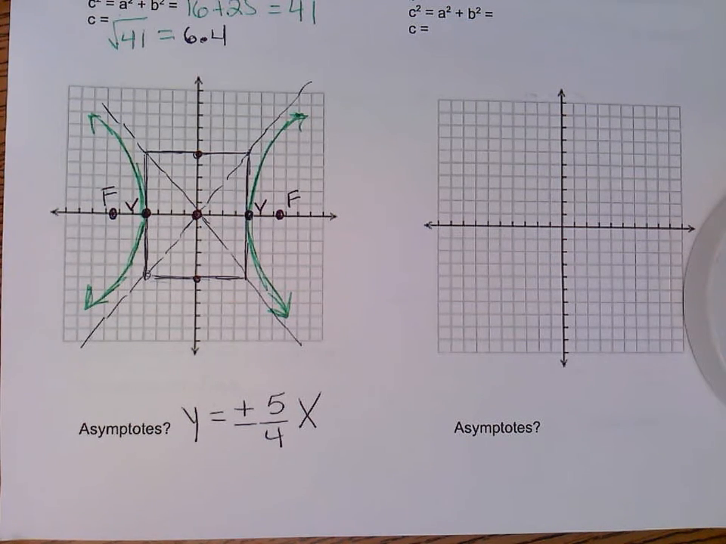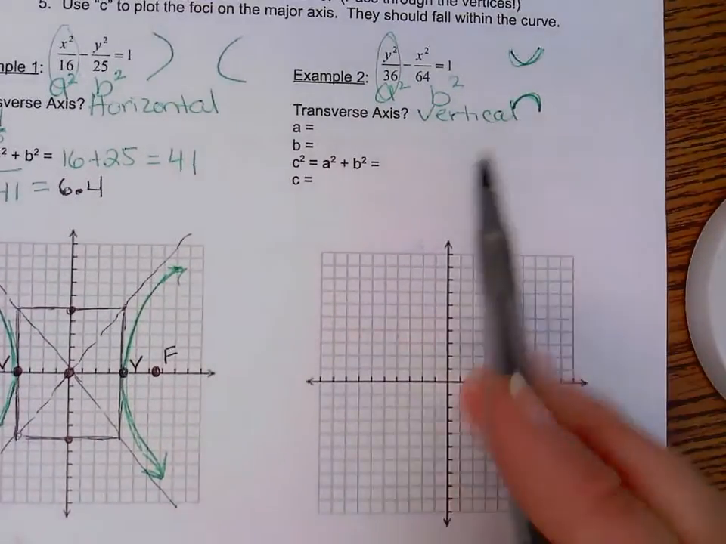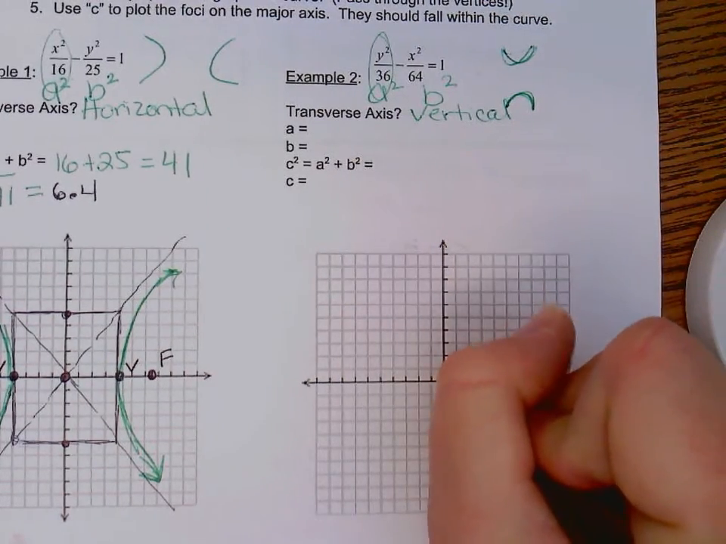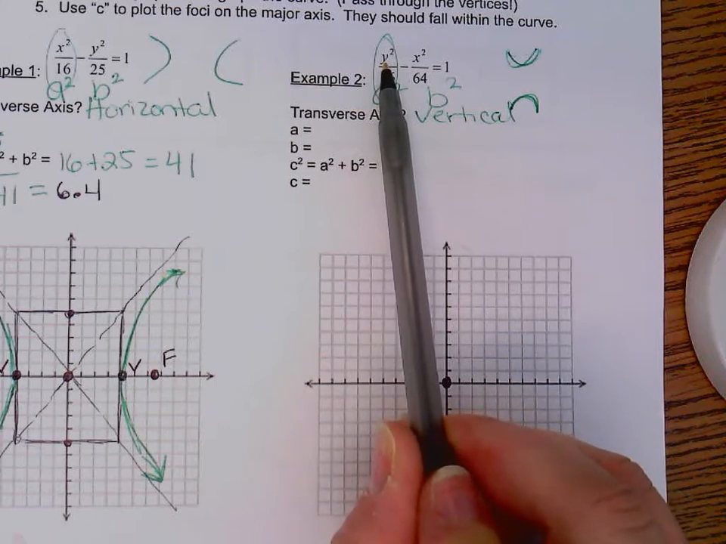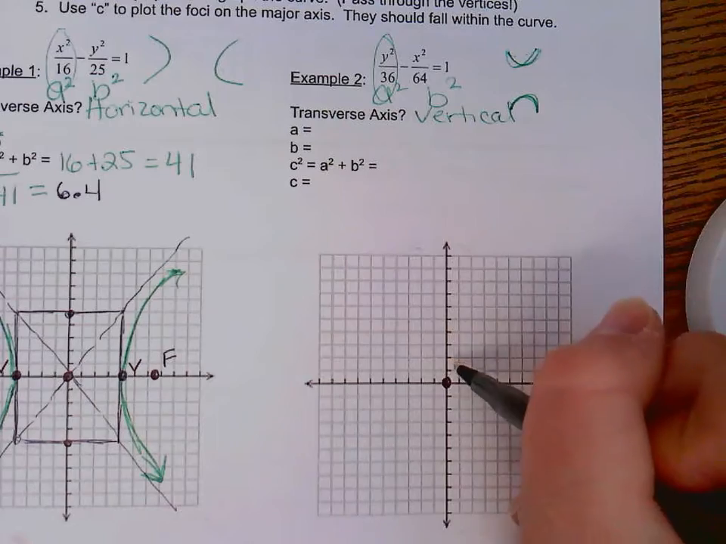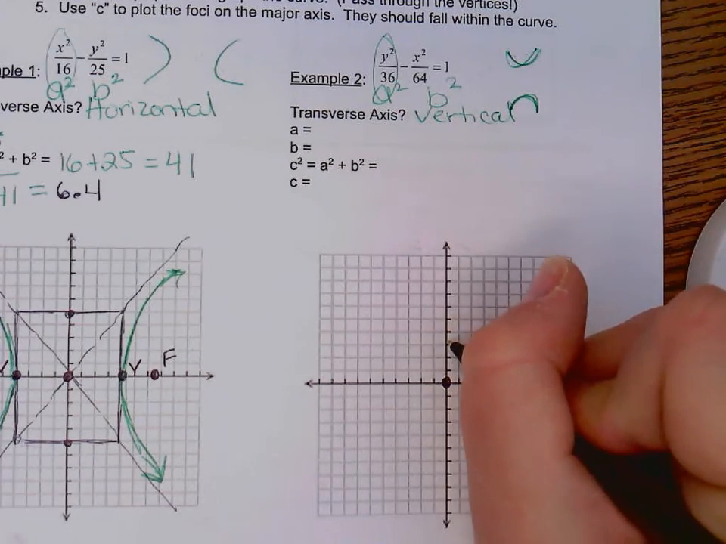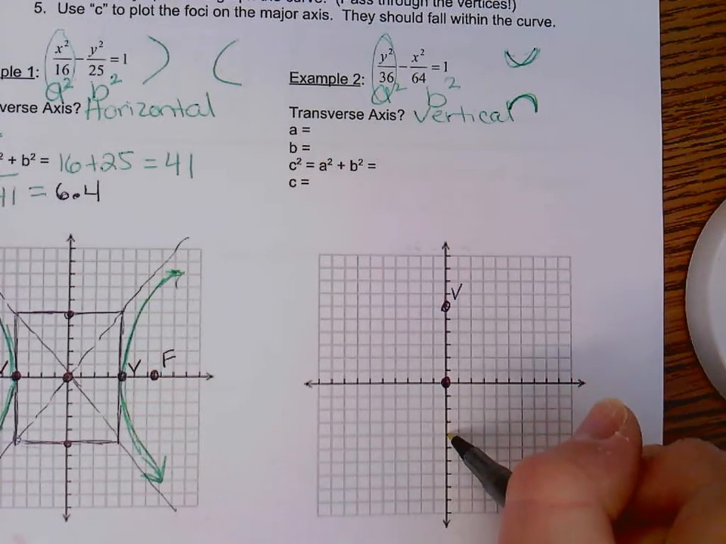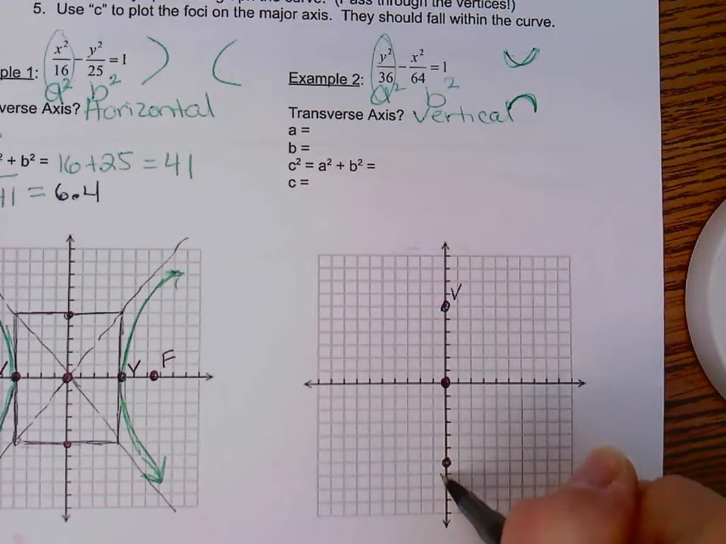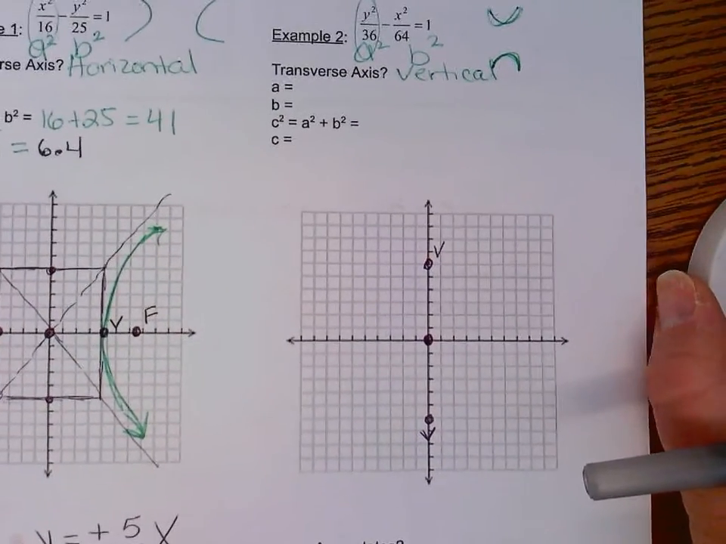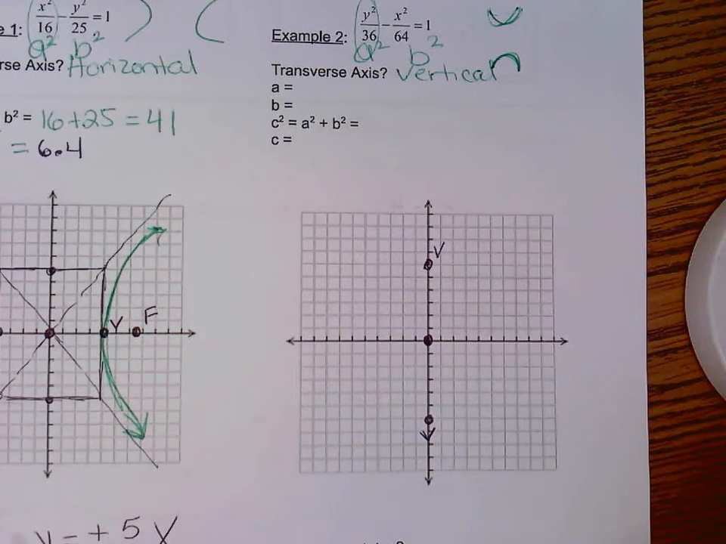Let's do one in the other direction this time. So let's go back to example 2. I still have a center at 0, 0, so I'm going to plot my center. And in the vertical direction this time, because y squared is coming first, I'm going to go up and down 6 and put my vertices. 1, 2, 3, 4, 5, 6. Vertex. 1, 2, 3, 4, 5, 6. Vertex. And I just put the V there for myself. So if you don't like putting the V's, you don't have to. But there's only 2 vertices, so you have to remember where they go.